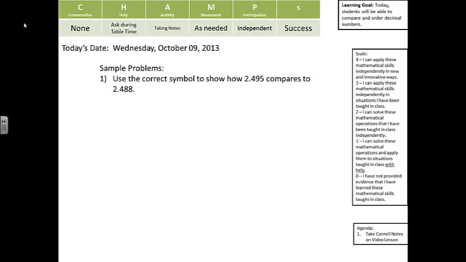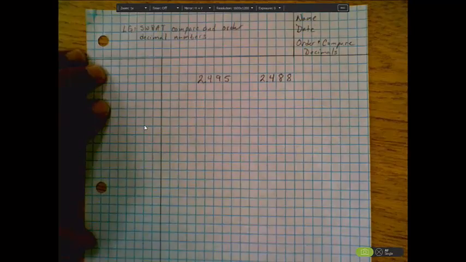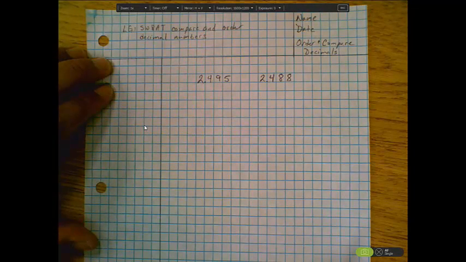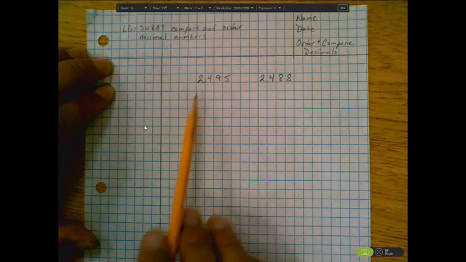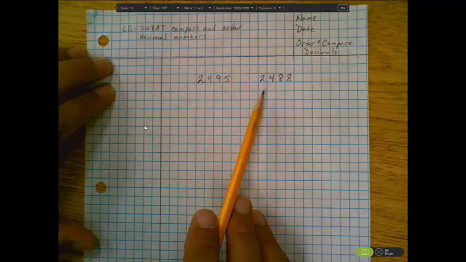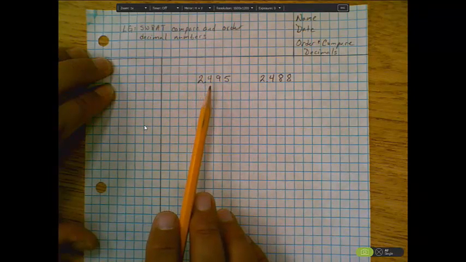So let's do a sample problem. The first sample problem is we're going to use the correct symbol to show how 2.495 compares to 2.488. Okay, so we're going to use our strategy to determine if 2.495 is less than, greater than, or equal to 2.488. So we start with the leftmost number and we compare. 2 and 2 are the same, so we're going to move to the next value to the right.